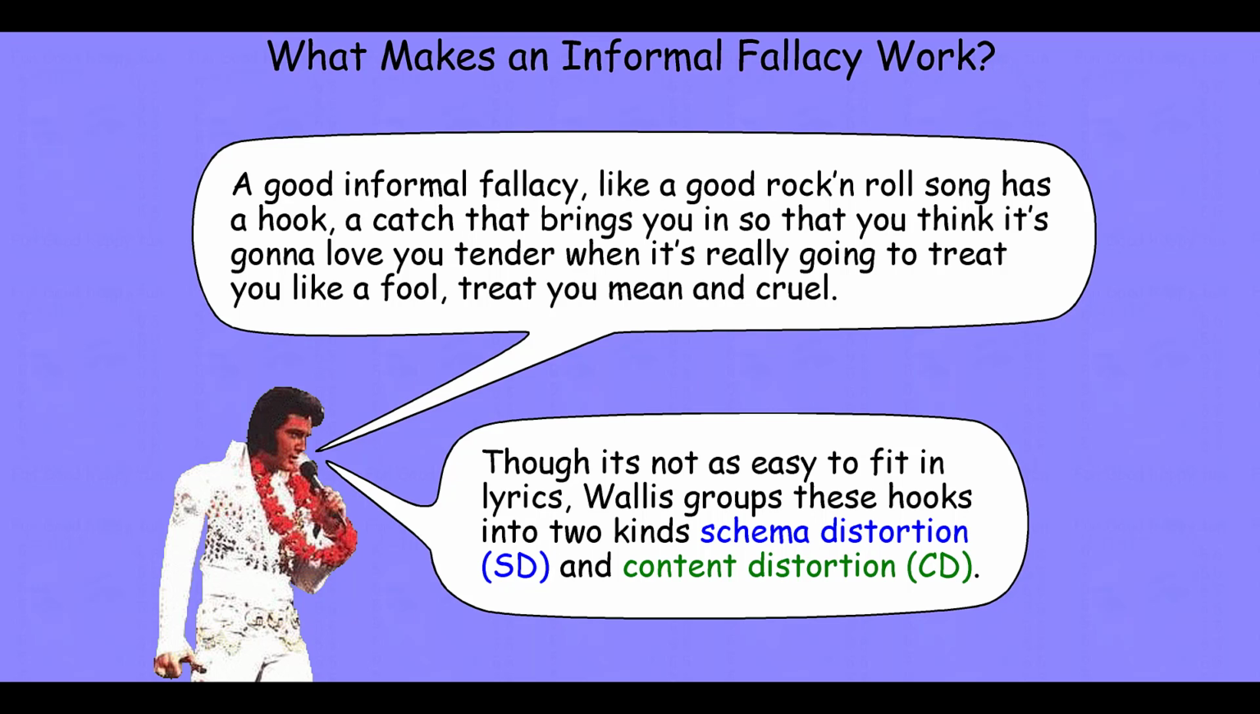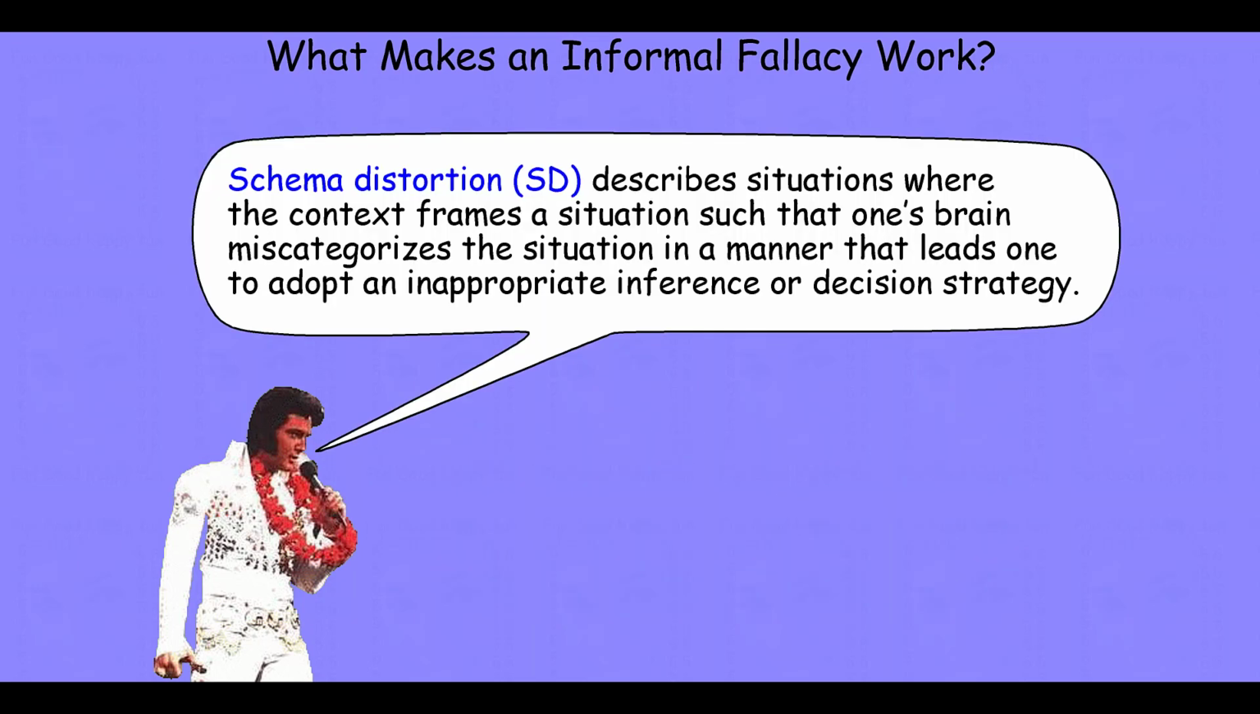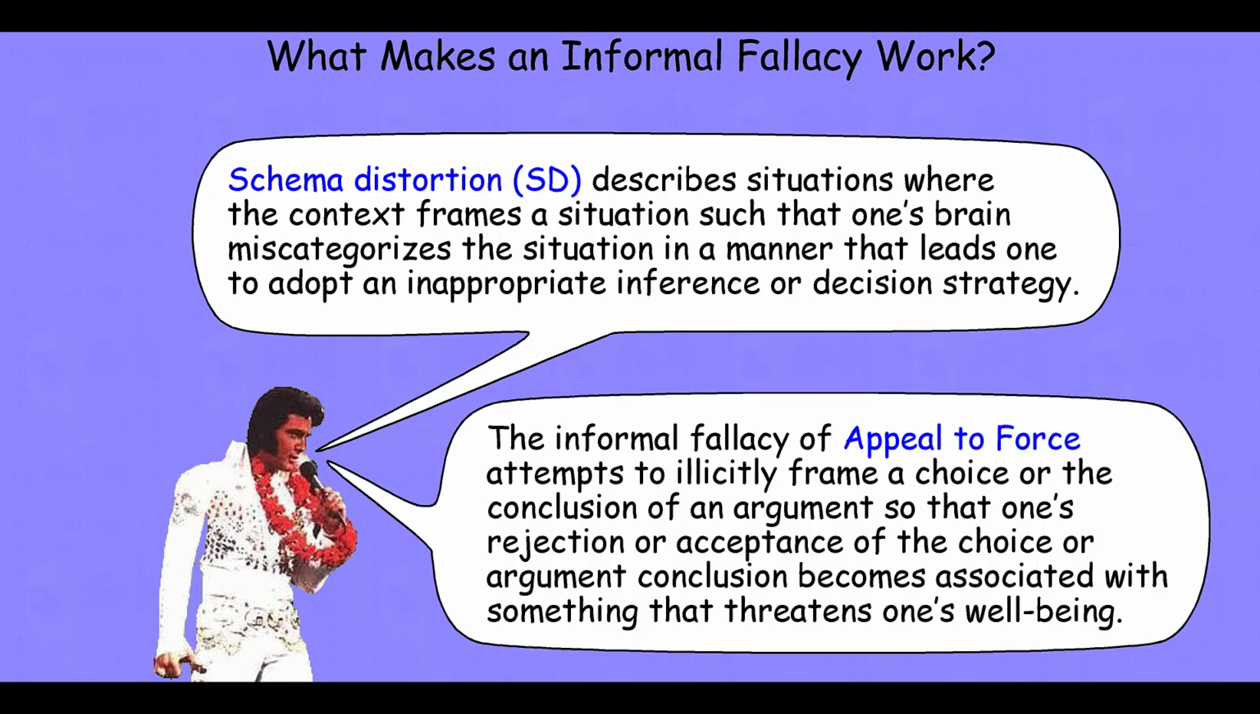And those two ways consist in what I call schema distortion and content distortion, SD or CD for short. Schema distortion describes situations where the context frames a situation in such a way that one's brain miscategorizes that situation in a manner that leads one to adopt an inappropriate inference or decision strategy.